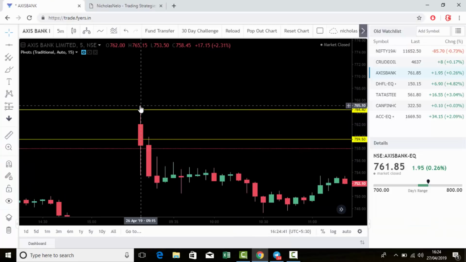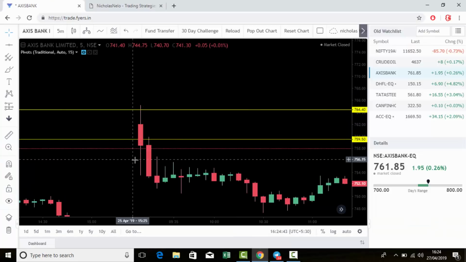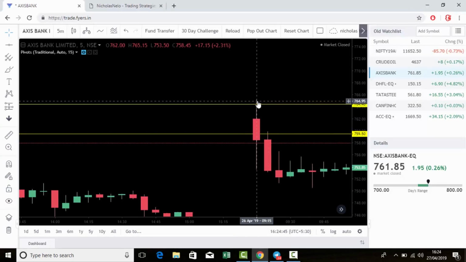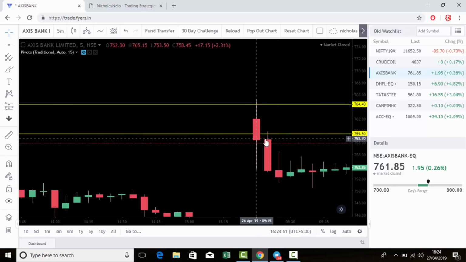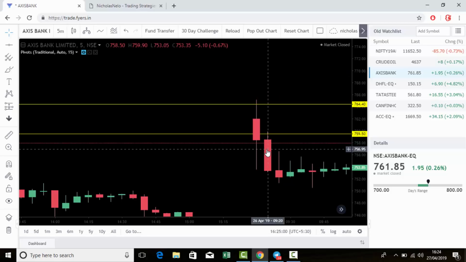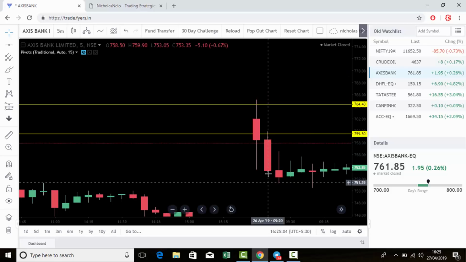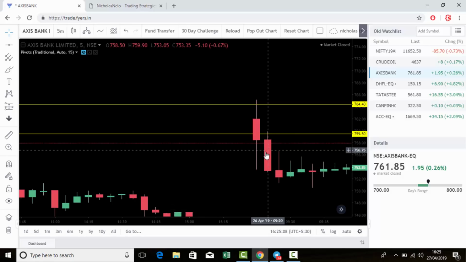It just hit our resistance level and comes down, and you can see this candle closed below our support level, that means 759.50. So at the next candle opening we are going to sell. See, 759 point, the opening is 758.50. That is our sell level. See, in the next candle itself, it comes down to 753.05.